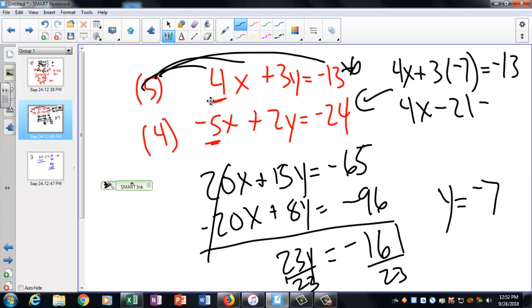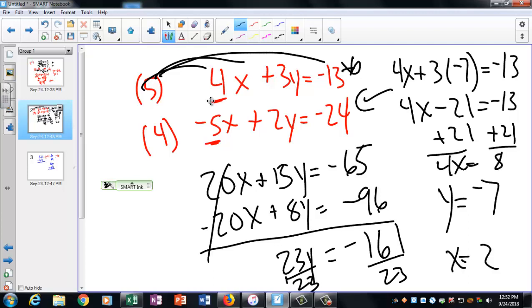4x minus 21 equals negative 13. Add 21. 4x equals 8. And then you get x equals 2. Does that make sense? So what do you write in the blank? 2, negative 7. That would be the answer.